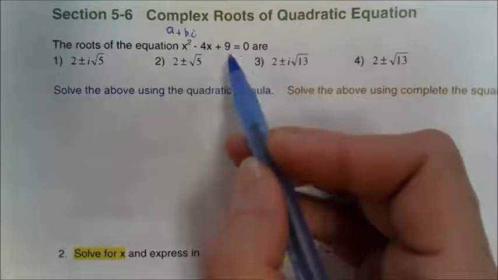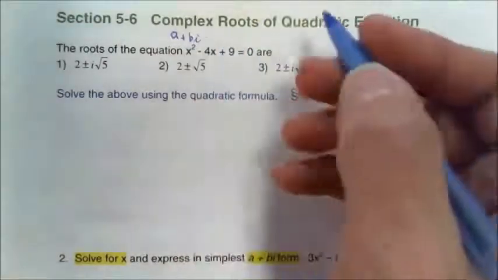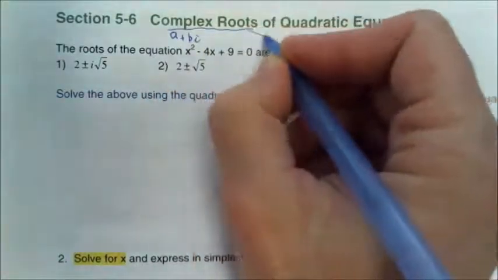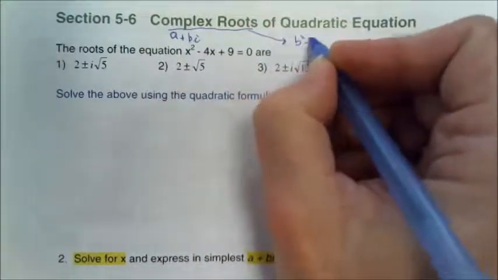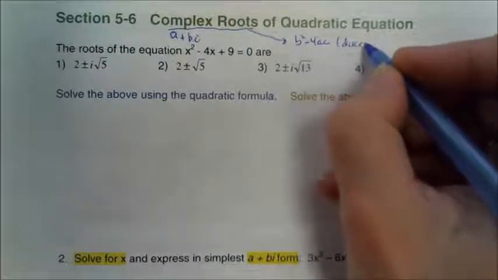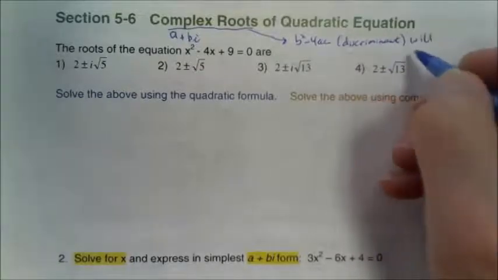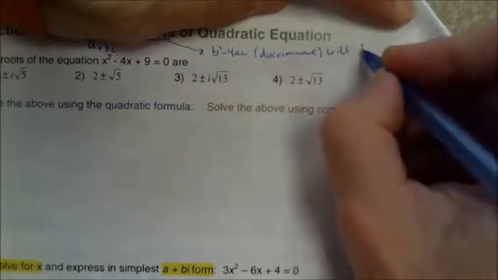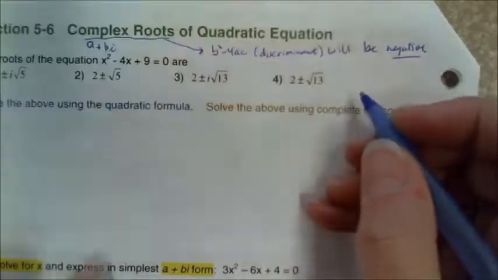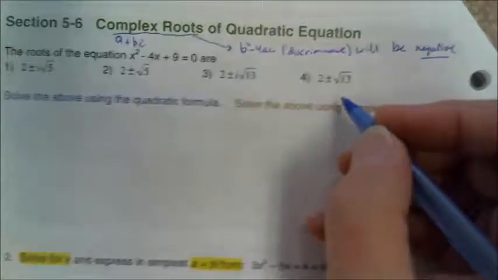And when you have a quadratic equation, when the discriminant is negative, you're going to have complex roots. So we'll just add that note. Complex roots means your b squared minus 4ac, which is the discriminant, will be negative. Right? That's imaginary roots or complex roots. So the b squared minus 4ac is important.